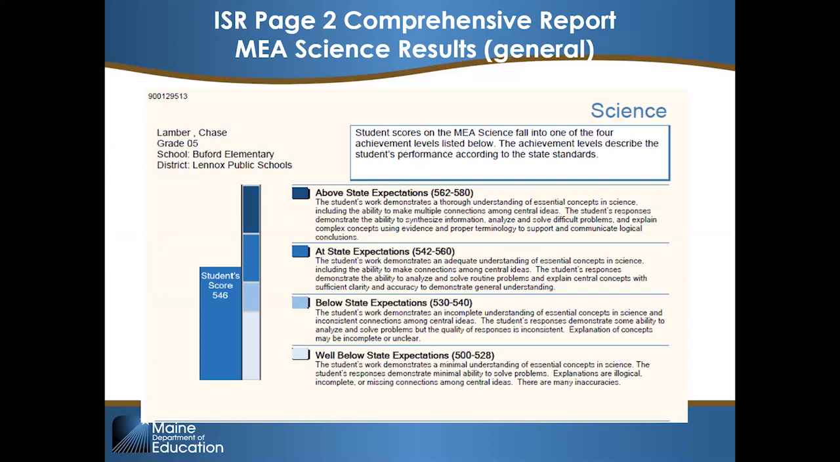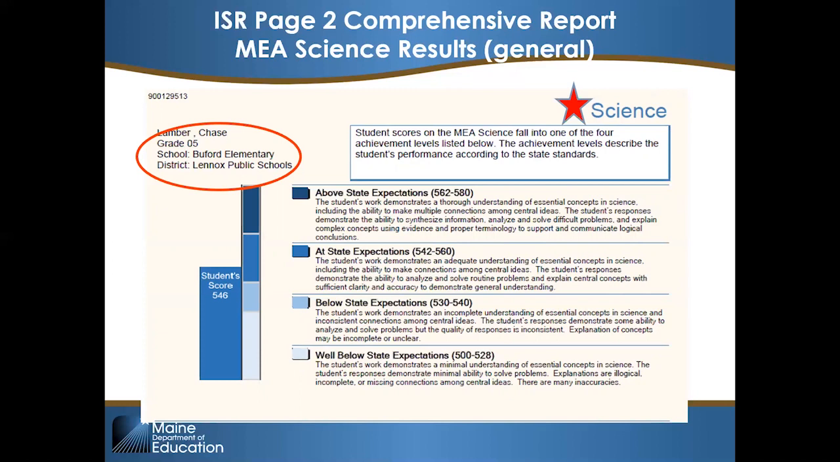This is page 2 of the MEA General Science. This page will be blank if a student is in a grade other than 5th, 8th, or 3rd year high school. This sample shows that student Chase Lambert is in 5th grade at Buford Elementary in the Lenox Public Schools, so this student was eligible for the general MEA Science in addition to math and ELA literacy.